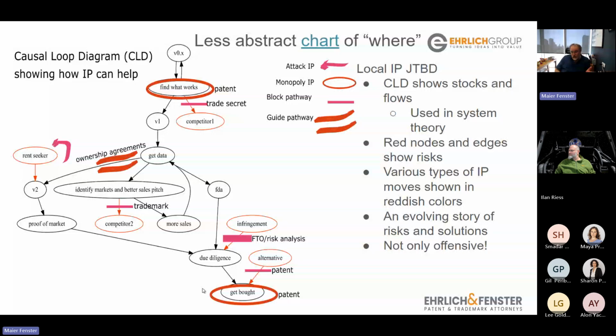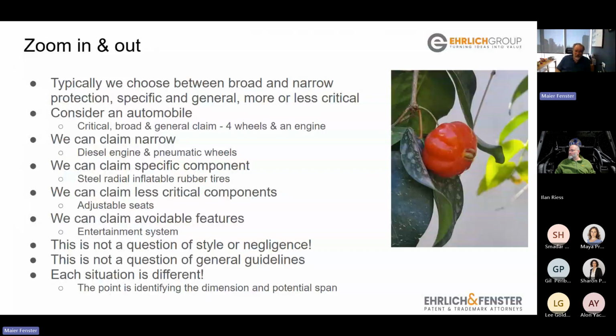Okay, so done all of that. And I'll get back to the original words that I said, broad. Do we have a broad patent or narrow patent? So usually we choose between broad patents and narrow, specific and general, critical features and not. And what I want to do is not use these words to give a score, but to understand that they define different dimensions.